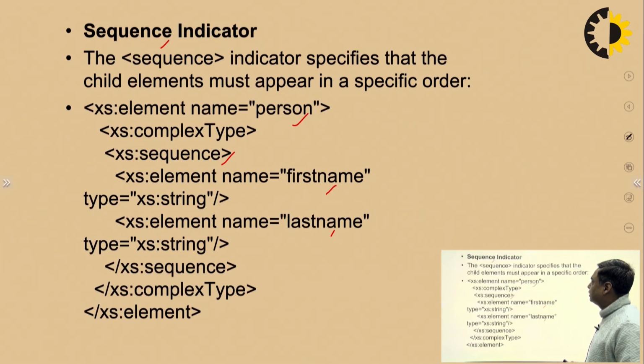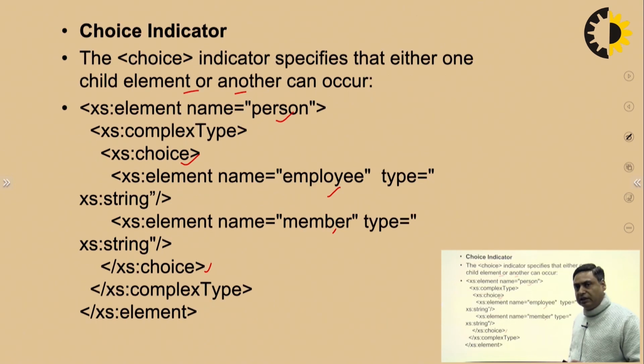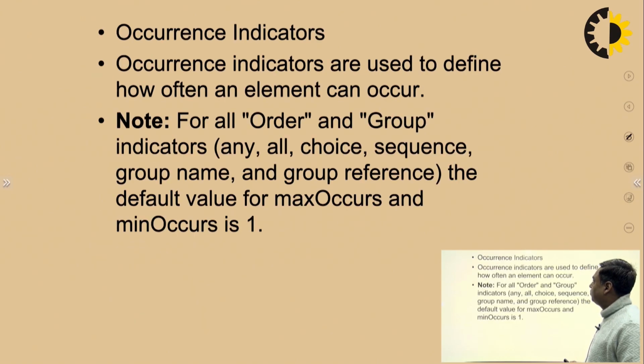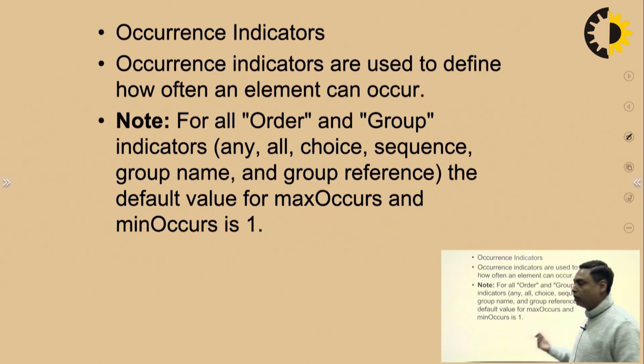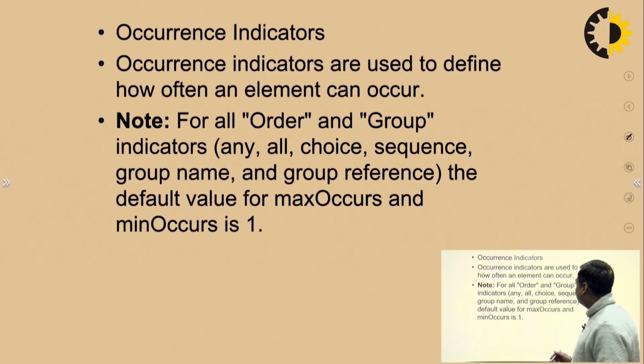So far I have discussed the all indicator, choice indicator and sequence indicator. Next topic is the occurrence indicator, meaning how many times an element may occur. It may occur one time, it may occur more than one time, it may occur 10 times, 5 times. This is the meaning of occurrence indicator. It is possible that an element may not occur, that is what we call zero occurrence. So, these occurrence indicators are used to define how often an element can occur.